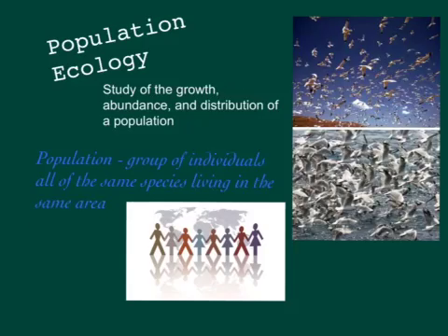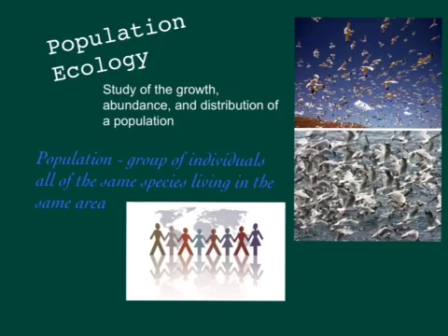In population ecology, you study the growth, abundance, and distribution of a population. And a population is a group of individuals, all of the same species, living in the same area. So in this picture right here, you can see a bunch of seagulls living in the same area, and these living in a different area. And as humans, we're all living on Earth, and that is our population.